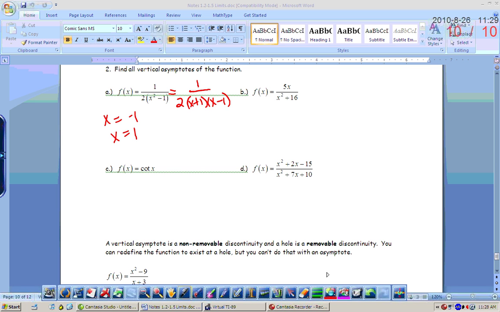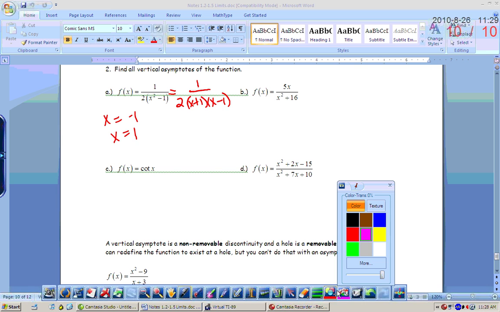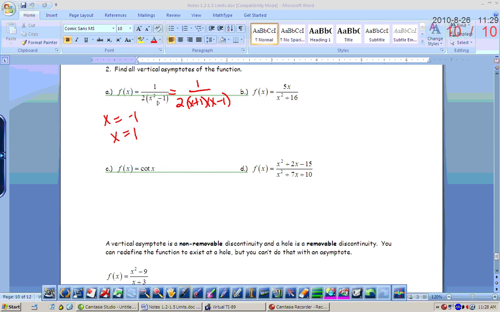My only hesitation with you setting the bottom equal to 0 is that if you set x squared minus 1 equal to 0, then you're going to get x squared equals 1.